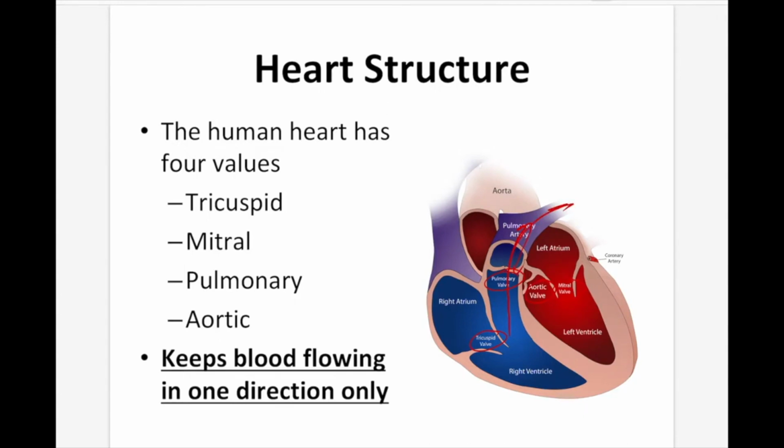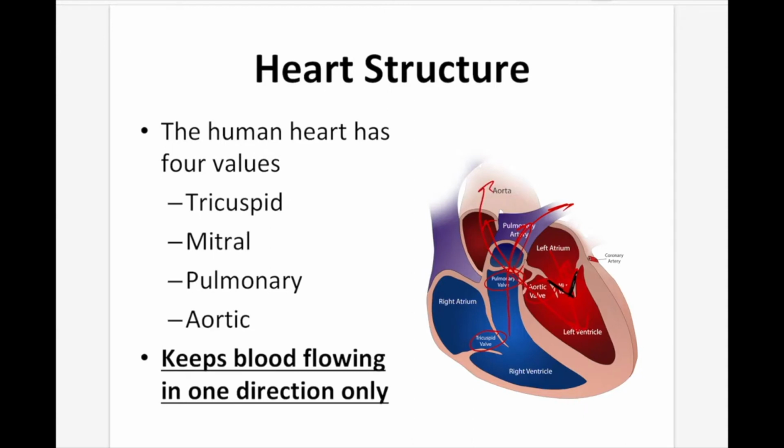Blood's going to come in from the left atrium. It's going to travel down to the left ventricle. And then when the left ventricle squeezes, blood is going to have to go up this way because it cannot travel back that way, because this valve is going to close like this. So when this valve closes, blood can't get back up. So the only place that the blood can travel is through the aorta.